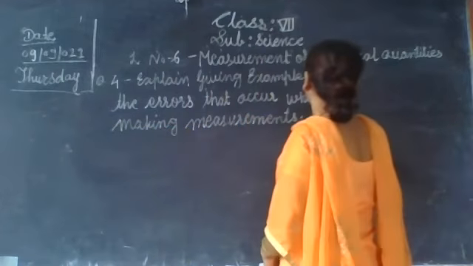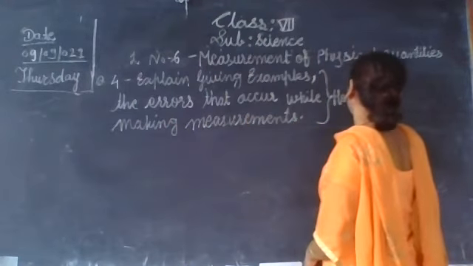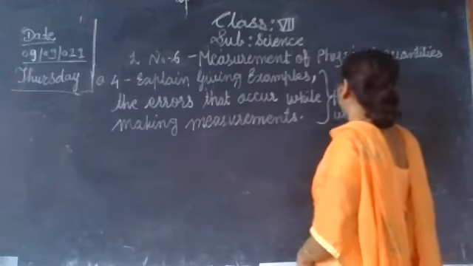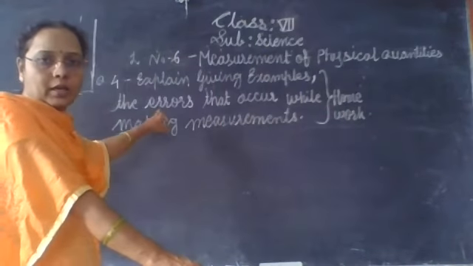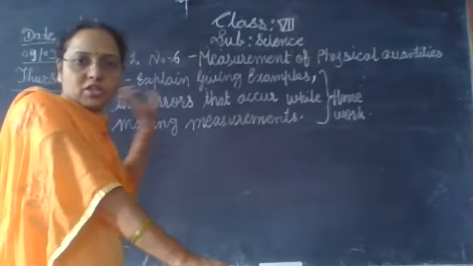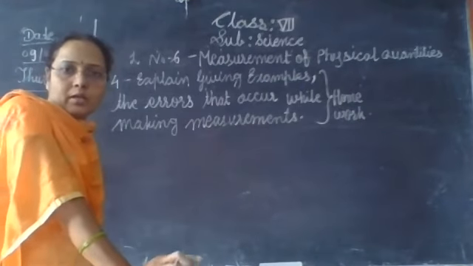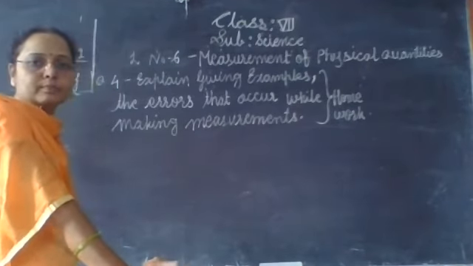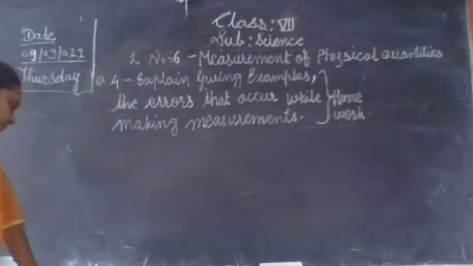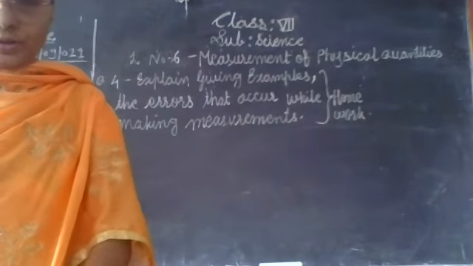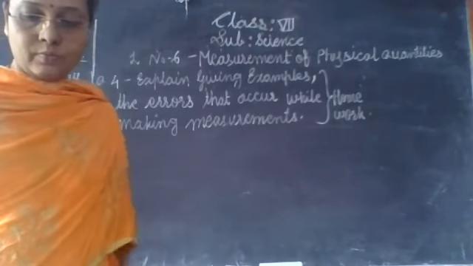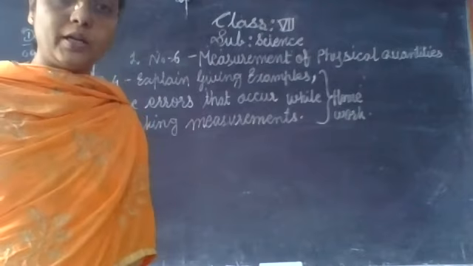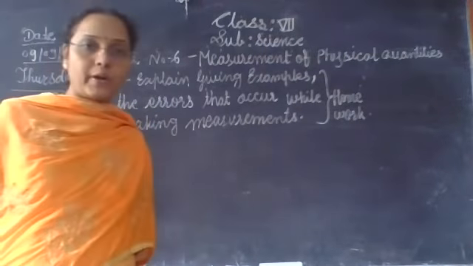Okay, this is homework. So you have to give various examples in your day-to-day life. So where the errors occur while making measurements. Okay. So please note down this homework. You can give the various examples in day-to-day life. The major causes of errors you can give: not using the appropriate device, not using a device properly.